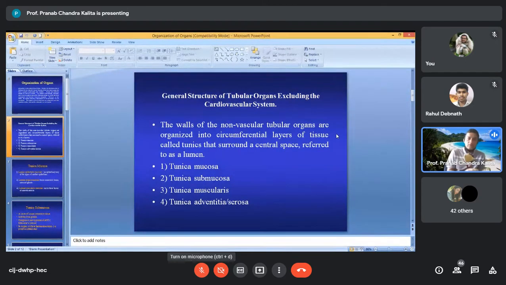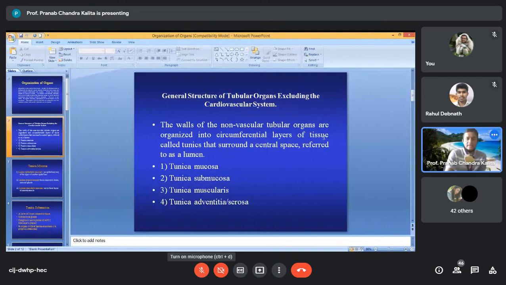Except in the cardiovascular system, all tubular organs in the different systems of the body have a similar pattern. That's why it is said that the walls of the non-vascular tubular organs are organized into circumferential layers of tissue called the tunics that surround the central space referred to as the lumen, as I told you. So in the organs of all other systems, their walls are organized into circumferential layers of tissue.